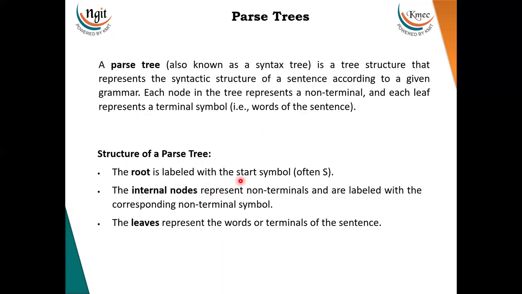The root is labeled with the start symbol, which is often called S, and the internal nodes represent non-terminals and are labeled with the corresponding non-terminal symbol. The leaves represent the words or terminals of the sentence. Let us look at an example and draw a parse tree for that example, then we can understand it easily.